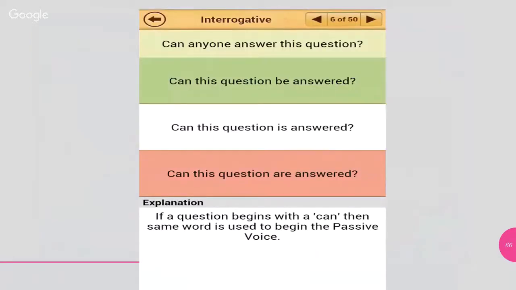Can anyone answer this question? Can this question be answered? If the sentence is an interrogative sentence, a question, can anyone answer this question is in active voice. Can this question be answered? Can this question is answered? No, it's not correct. Can this question or answered? That's not correct either.